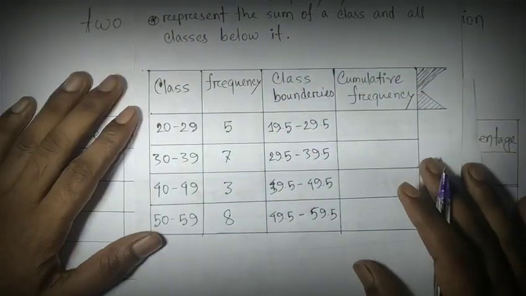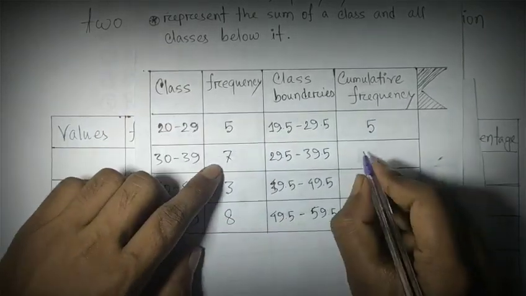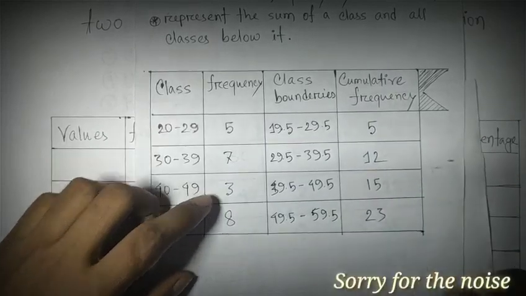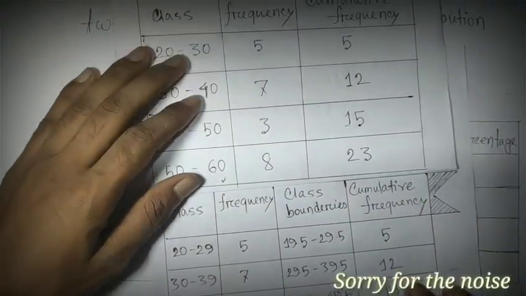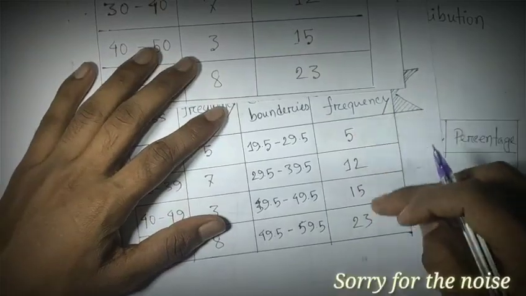cumulative frequency here easily. So the cumulative frequency for this group is 5, and this group is 12, and 15, and 23. So as you can see, there are no changes in the cumulative frequencies. Here you can see 5, 12, 15, and 23, and the same is here.